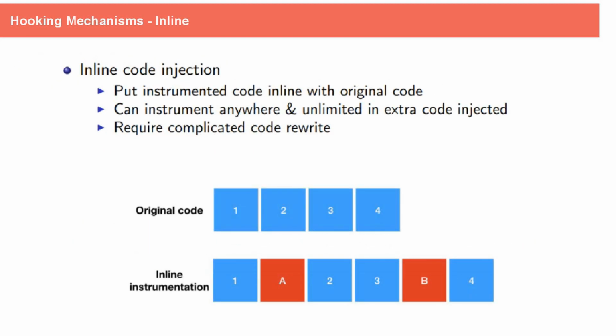So there are two types of hooking techniques. The first one, very simple, is inline hooking. The idea is that you want to instrument this original code. We want to run something after 1, run something after 3, right? So the idea is that we directly put the code inline after 1 and 3. And when you run everything.